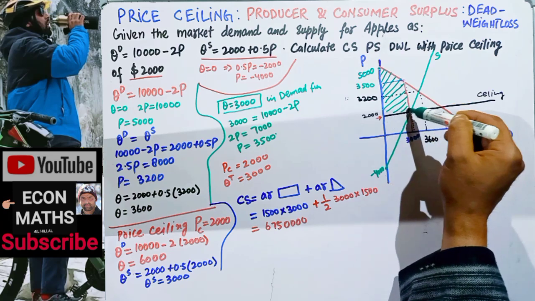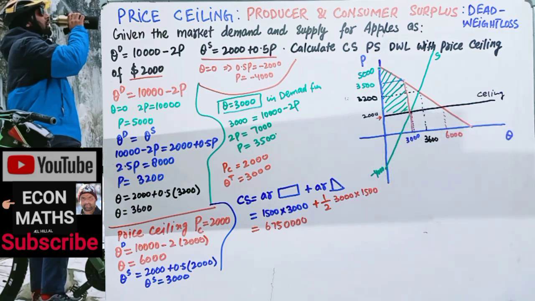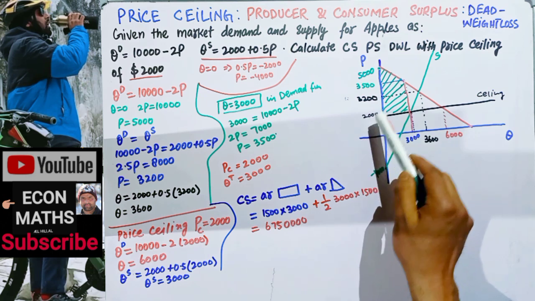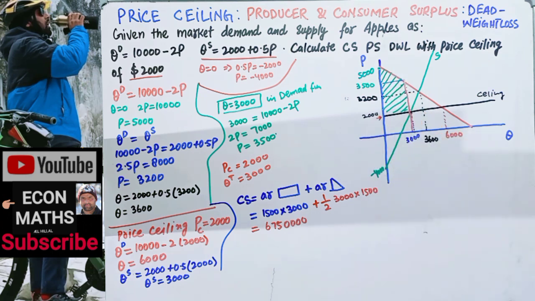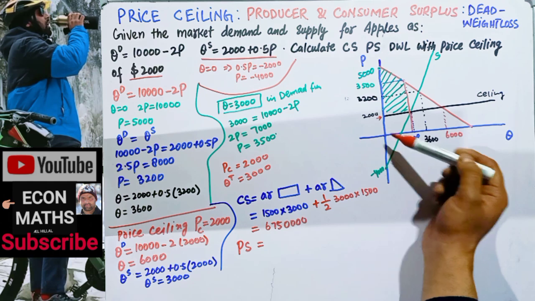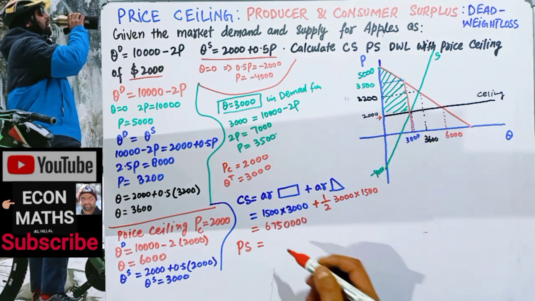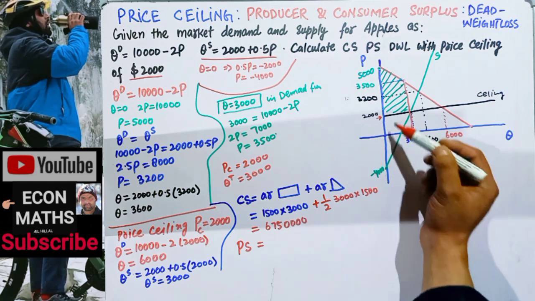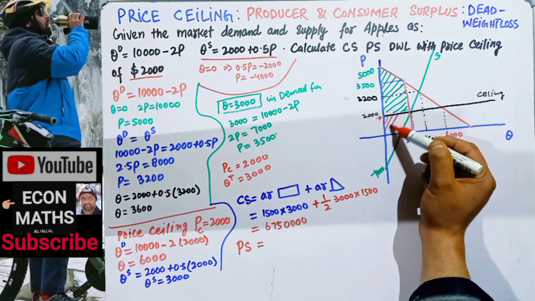This is our consumer surplus area, the area which is above the price ceiling and below the demand curve. What about producer surplus? Producer surplus is simply the area which is below the price ceiling and above the supply curve. That means producer surplus will be the area of this very triangle.